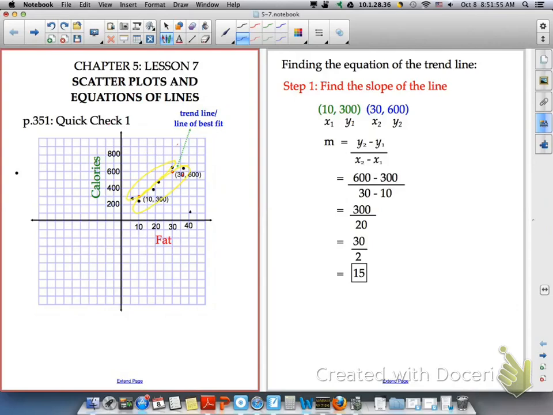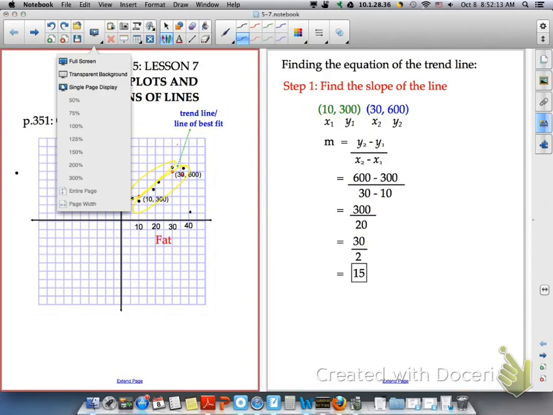Okay, so let's see what happens when we plug those kinds of values into the graphing calculator. All right? Okay, let's move on. Now that I have the slope of the line, the second step is to find. Let me pin this page.